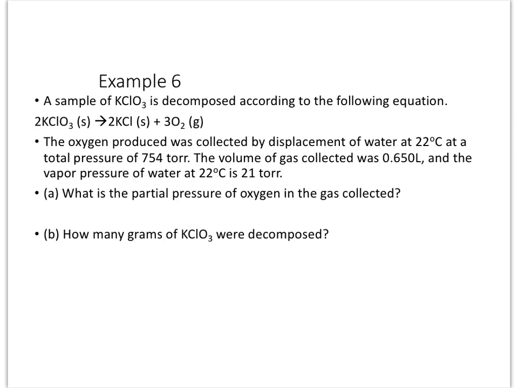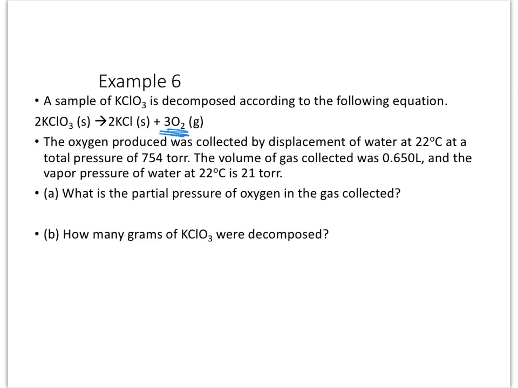All right, last example. A sample of KClO3 is decomposed according to this equation. The oxygen produced was collected by displacement of water. And you'll be doing this in a lab, so you'll see what I mean by that, when we bubble the gas out. At 22 degrees, total pressure is 754, blah, blah, blah, volume of gas collected. The vapor pressure of water at the temperature is 21 torr. What's the partial pressure of oxygen in the gas collected?